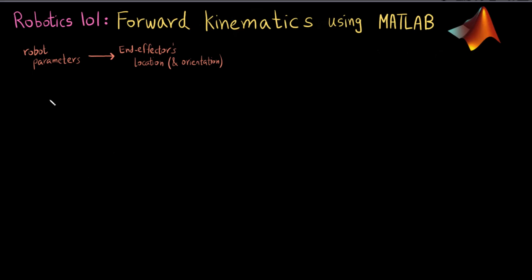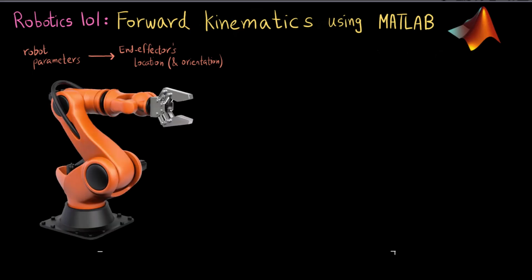So just a quick review, what is forward kinematics? Forward kinematics is when you are given the robot parameters and you have to find out the end effector location and orientation. So for this video, we are going to be talking about this robot, which is a 6 degrees of freedom robot.